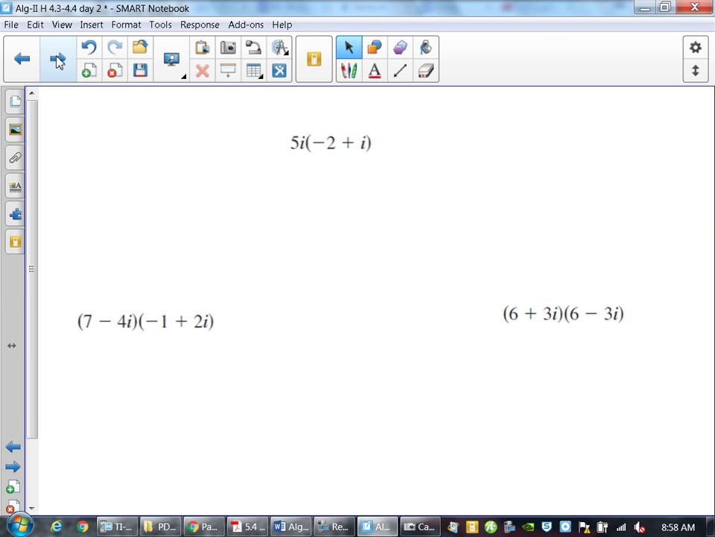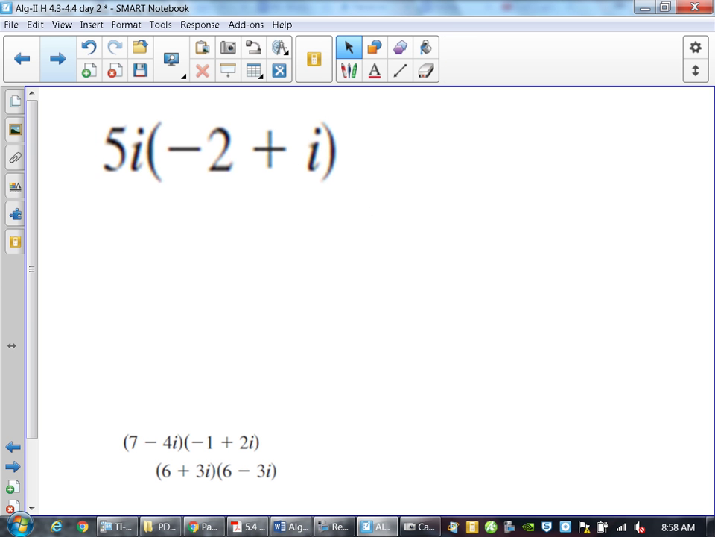Now, it does get a little bit messy when you have to worry about multiplying things through. There become special patterns with the i squareds, because i squareds can simplify themselves, and that's where we have to be careful. So again, we have 5i times the quantity negative 2 plus i. Distribute like you would any other problem. You get negative 10i plus 5i squared. Wouldn't that be negative 5?